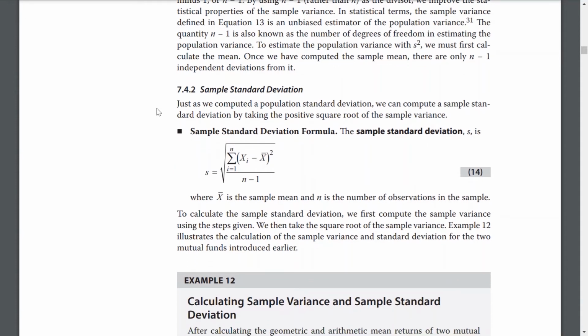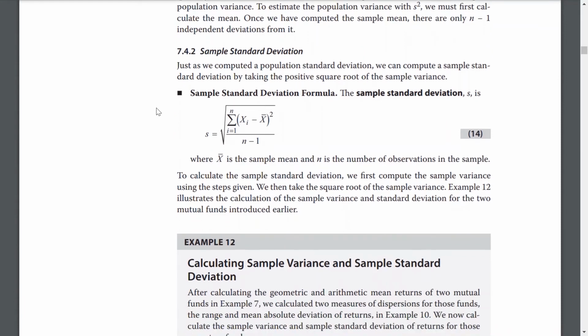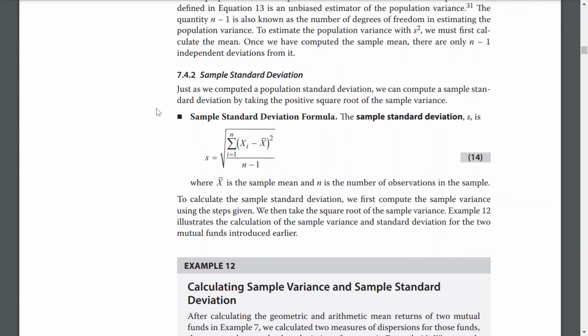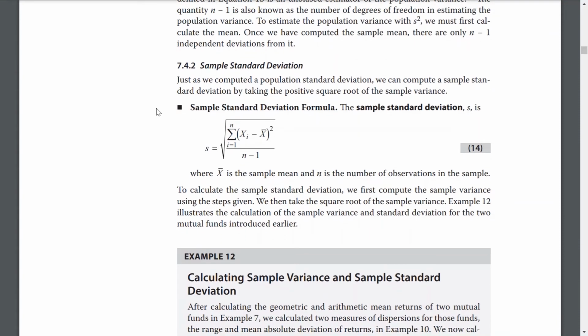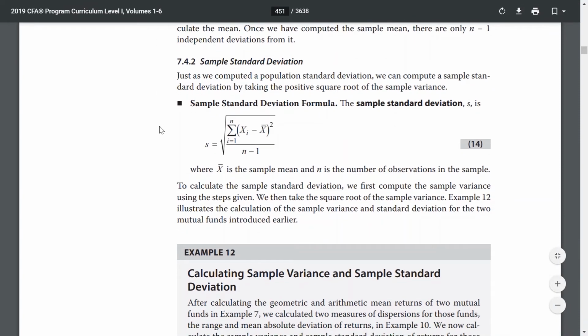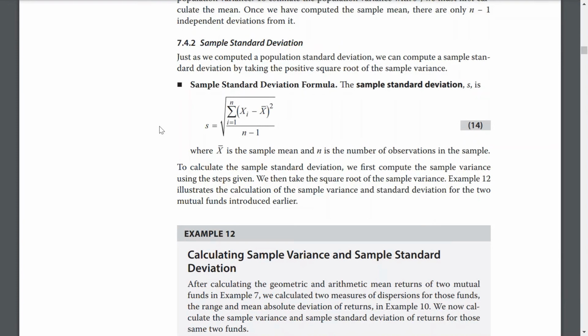7.4.2 Sample standard deviation. Just as we computed a population standard deviation, we can compute the sample standard deviation by taking the positive square root of the sample variance. Sample standard deviation formula: a sample standard deviation S is S equals the variance to the power of 1/2, or the square root, where x bar is the sample mean and n is the number of observations in the sample.